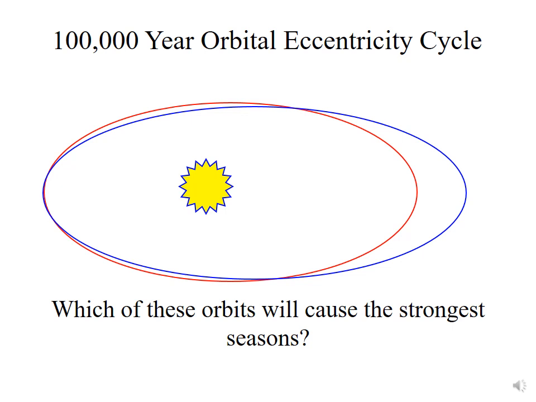Well, you'd like to vary the difference. You'd like to have a significant difference in the amount of radiation that you receive in one season versus another. So the more elliptical the orbit, the bigger the difference that you can have between the amount of solar radiation that you receive at one time of the year versus another. So the greater eccentricity orbit will cause the stronger seasons.